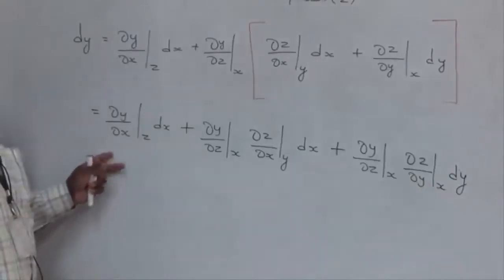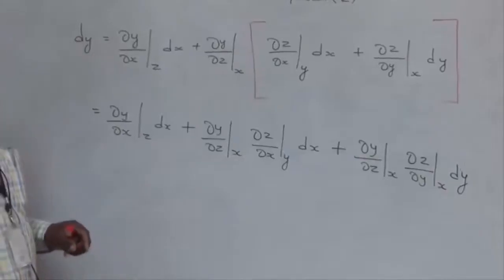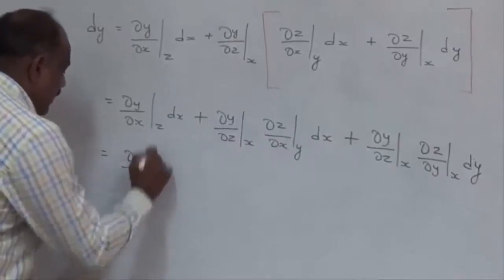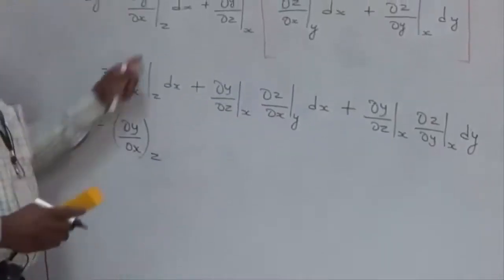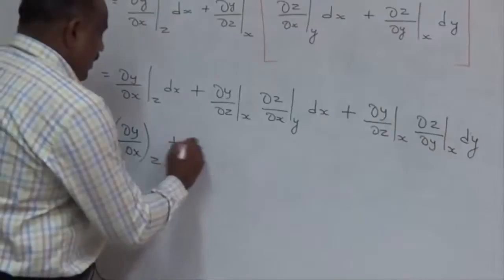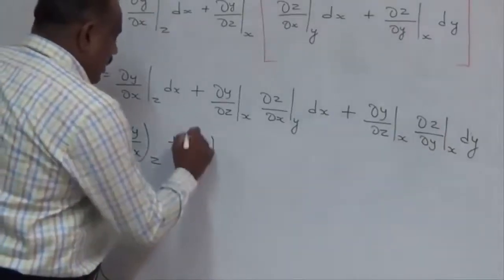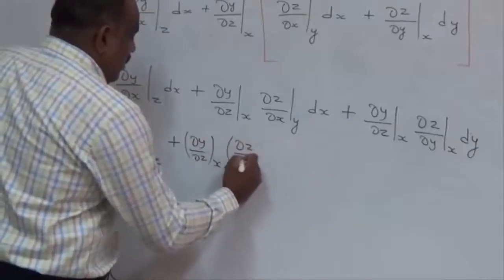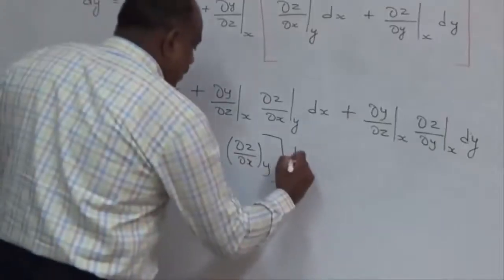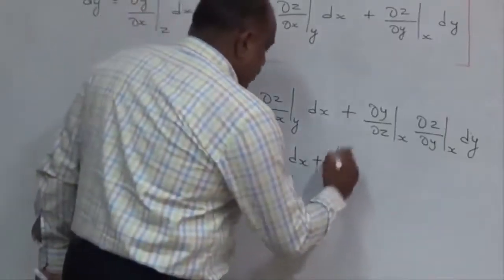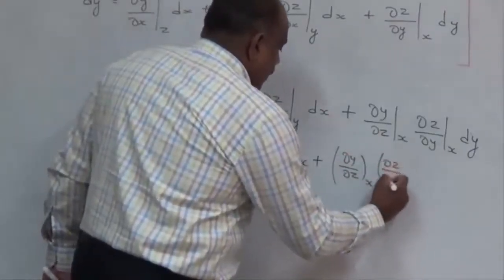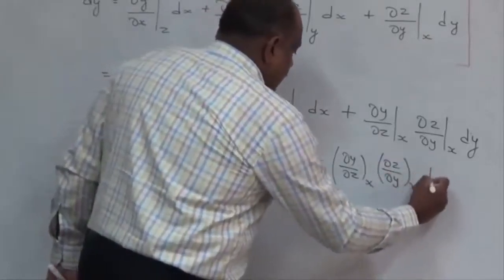We can see from the first two terms dx is a common term. So we can take dx as common between the first two terms, ∂y/∂x. It can also be written like this: either we can write with a vertical bar and z, or we can put a bracket with suffix z, both are the same, plus ∂y/∂z at x into ∂z/∂x at y. So I am taking dx common within these two terms. Similarly, ∂y/∂z into ∂z/∂y at x into dy.